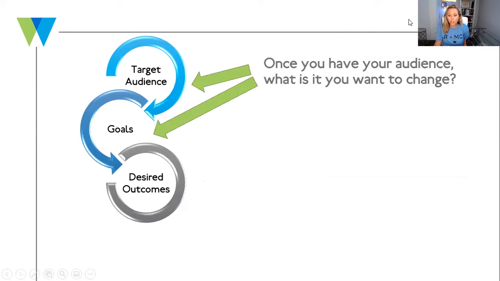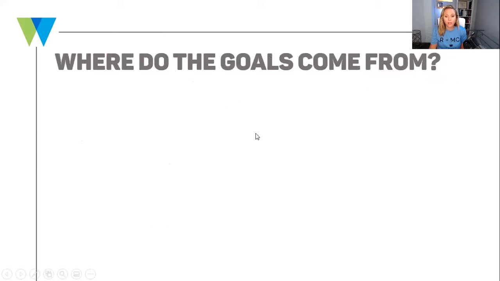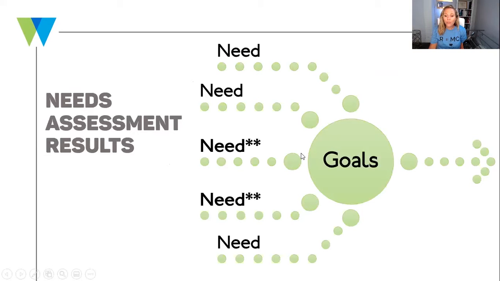So once you know your target audience, what is it that you want to change? The target audience goes straight to your goals. What is it you want to change for those people? So where do these goals come from? How do you set goals? Well, they come from this needs and resource assessment.